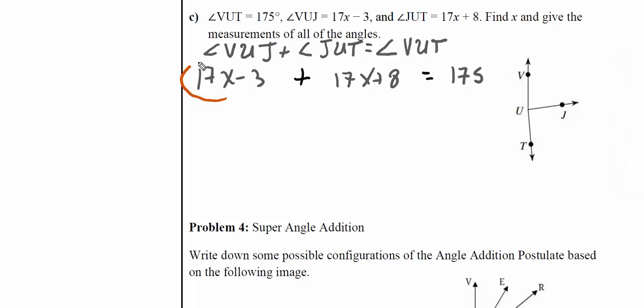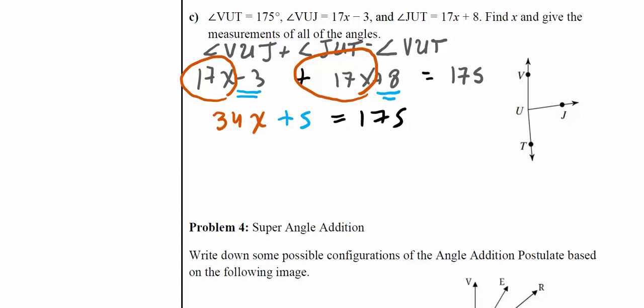So this 17x is an x term, and this is an x term. And for example, this is a number, and this is a number. We're going to combine them because they are on the same side. I don't have to switch, I don't have to do opposites like we did in the past problem. We're on the same side of the equation, so we just combine like terms. So 17x plus 17x is 34x. And then negative 3 plus 8 is a positive 5. And on the right side, I have equals 175.